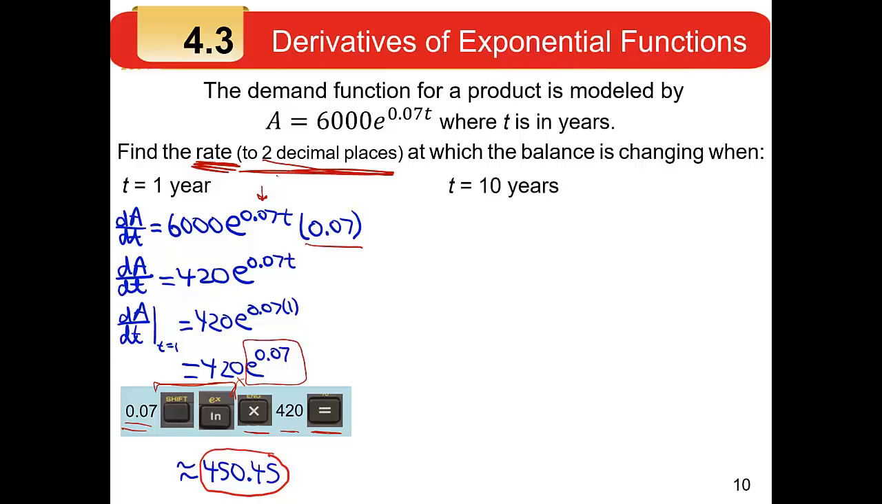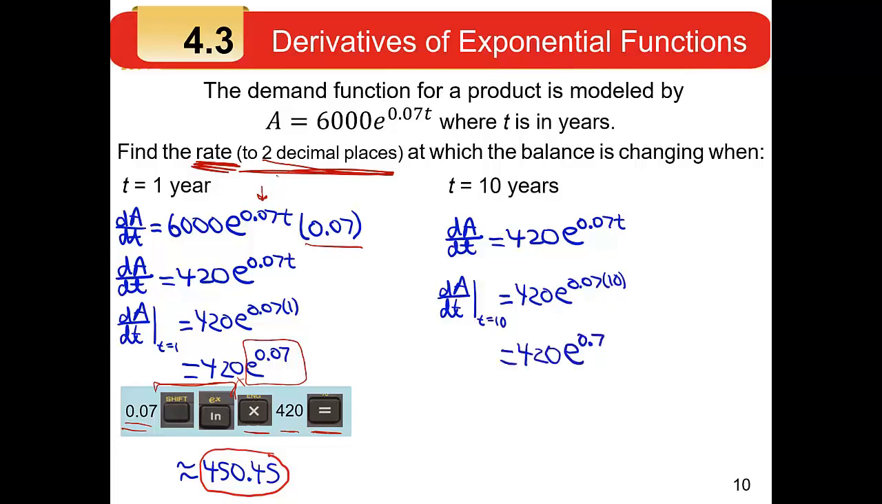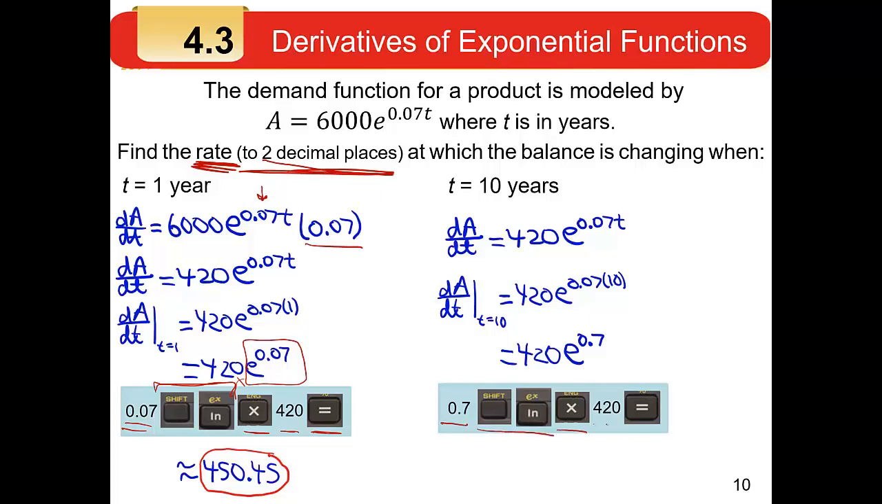Same problem now, except t equals 10 years. So we take the same derivative we already found. We don't have to do it over again. But this time plug 10 in. Well, 10 times 0.07 is just 0.7. And to calculate that, it's the exact same calculation as we did earlier, with one exception. We do 0.7 instead of 0.07.